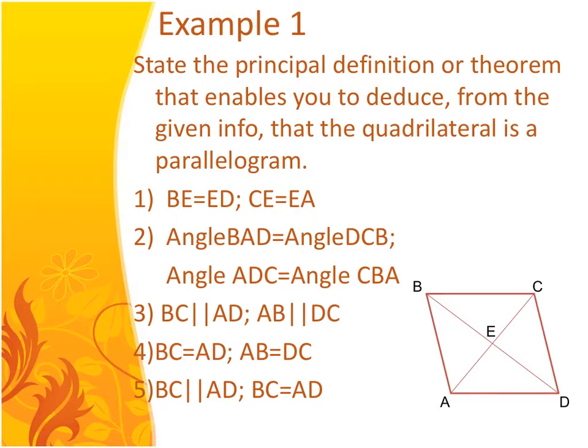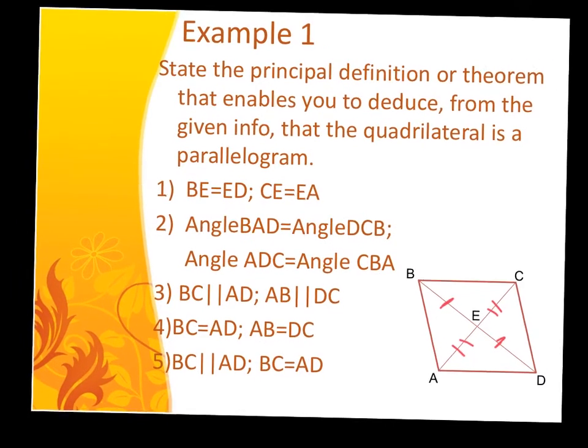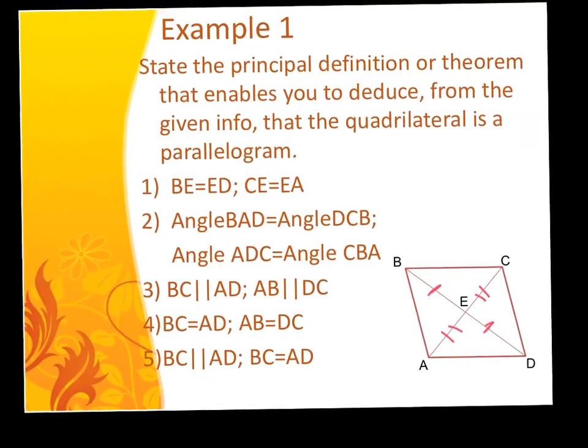All right, so this kind of puts it all together in one example. So break it apart into 5 different questions. It says, state the principal definition or theorem that enables you to deduce from the given information that the quadrilateral is a parallelogram. So for number 1, it says BE is equal to ED and CE is equal to EA. Is that one of the ways I know that that's a parallelogram? Yeah. Which one? Shows the diagonals bisect.